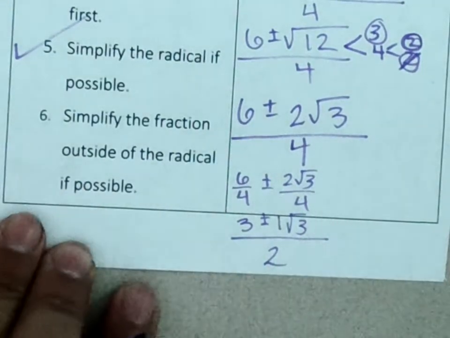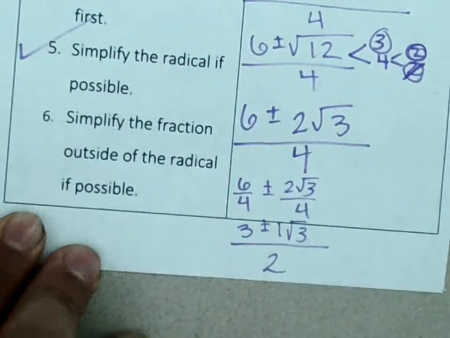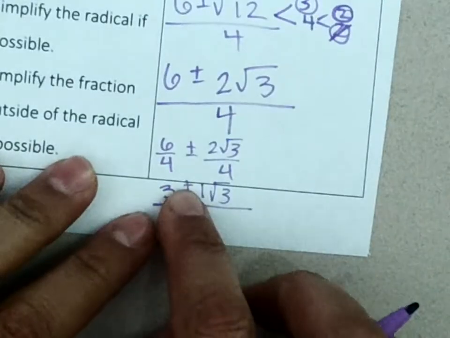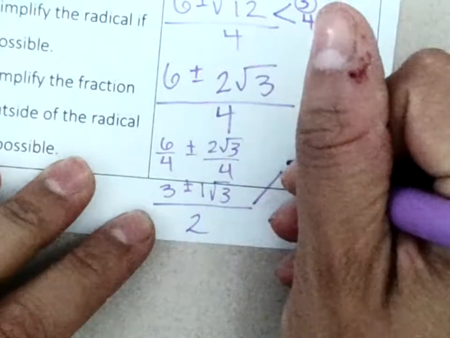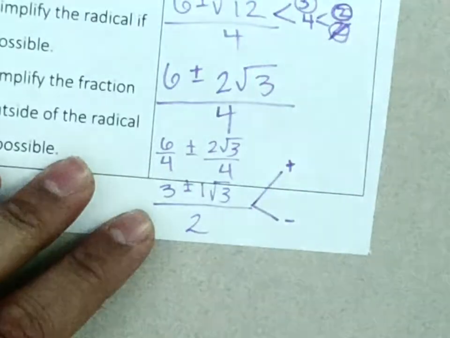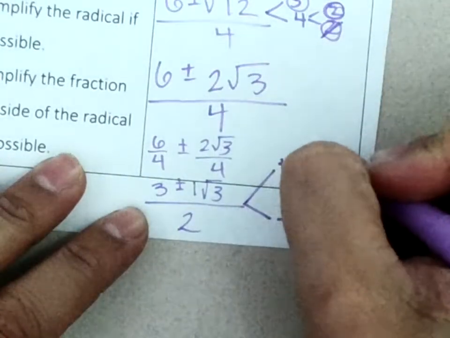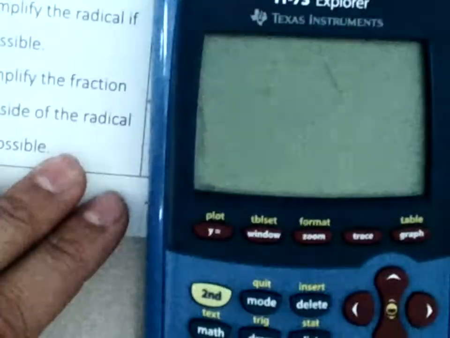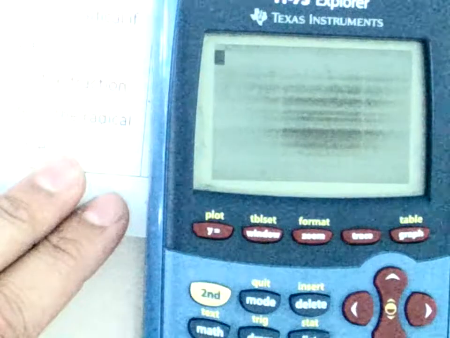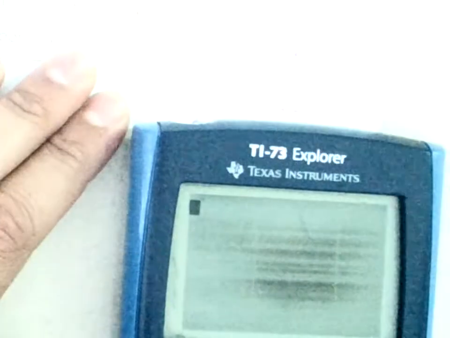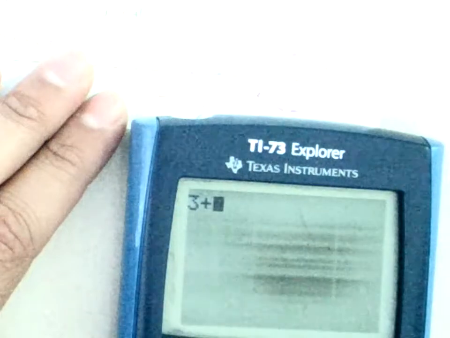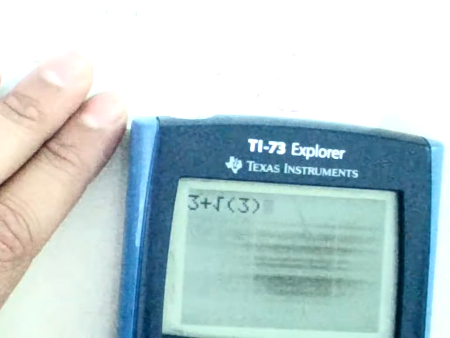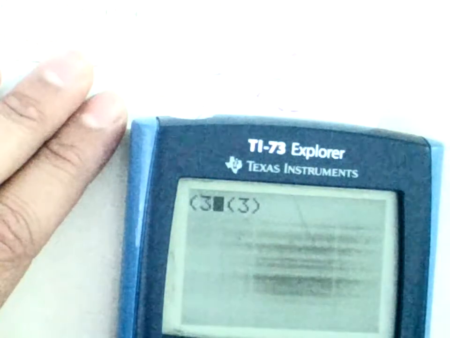Now our last and final step is to find both of the x-intercepts. One of our answers is going to use the positive, and the other one is going to use the negative. For the positive answer, which is 3 plus root 3 over 2, we are going to get, make sure to put everything in parentheses.